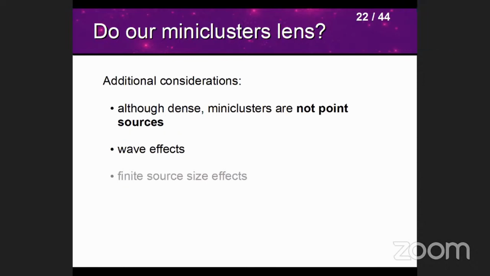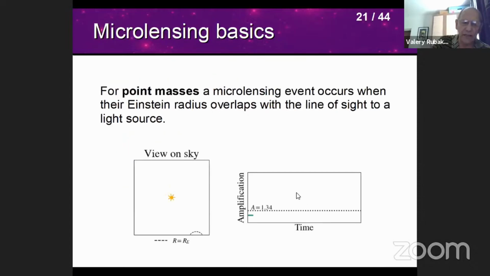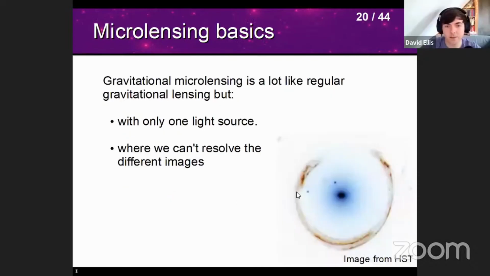I have, it's my misunderstanding. Can you repeat your idea of why the substructure is going to be helpful for microlensing or lensing? Yeah, perhaps I didn't make that so clear.